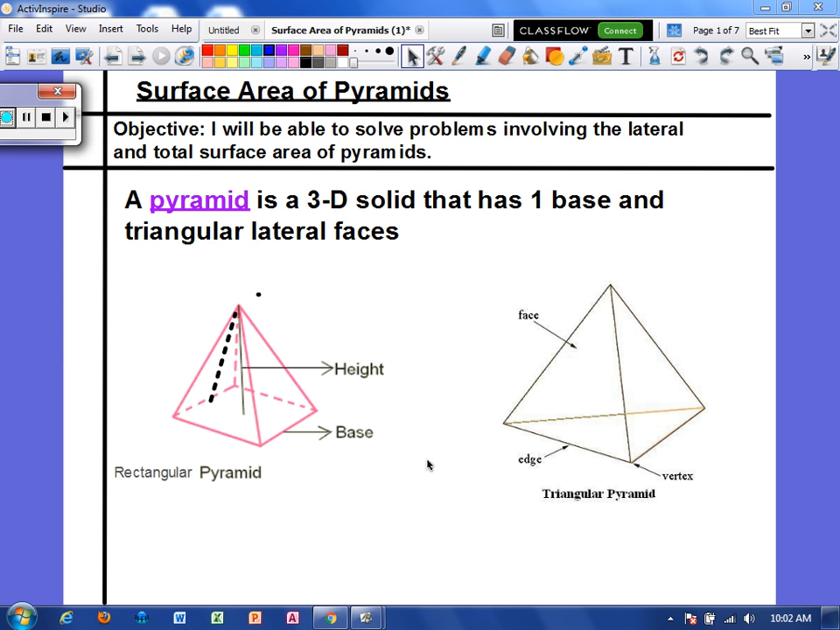Hey everyone. Alright, today's video is going to be over finding the surface area of pyramids. Your objective: I will be able to solve problems involving the lateral and total surface area of pyramids.